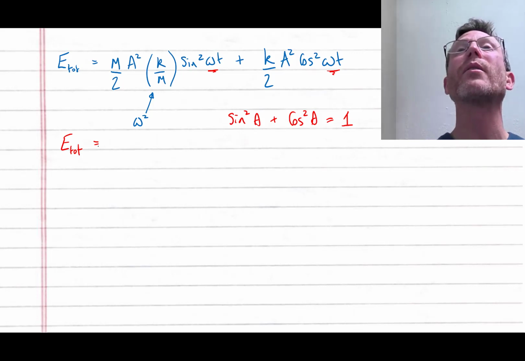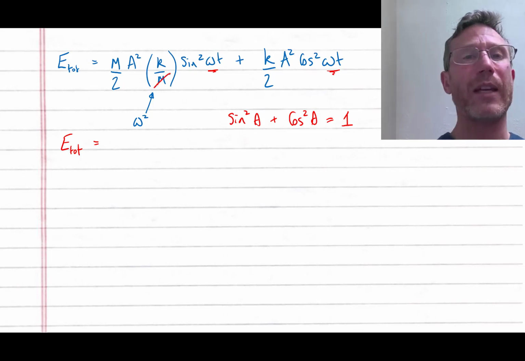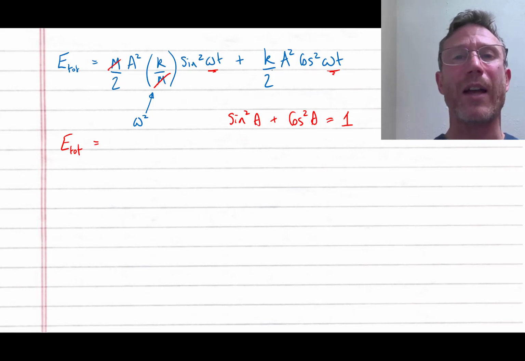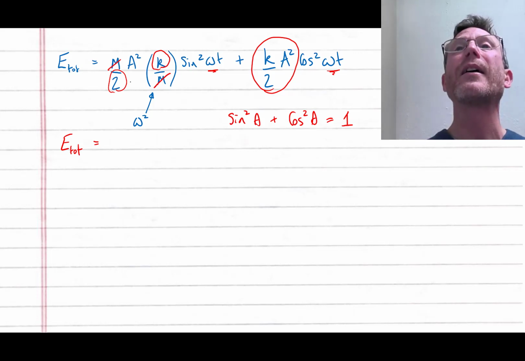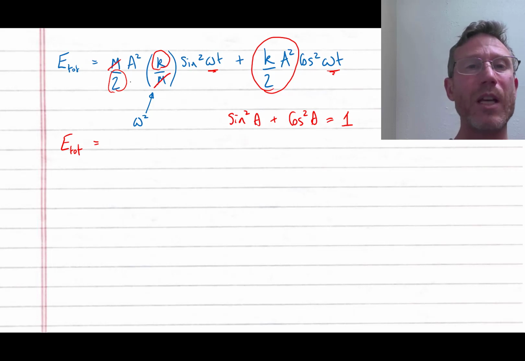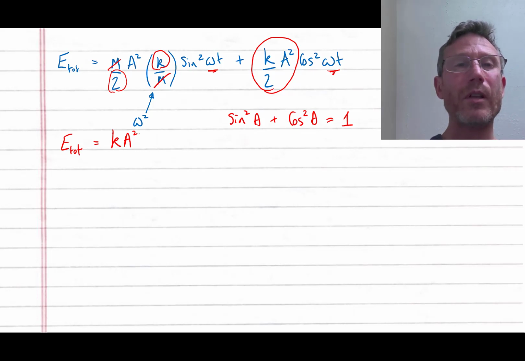By the way, over here we can cancel the m's. So we're going to end up with a k over 2 a squared in this term, and we've got a k over 2 a squared in this term. So what I calculate this to be is k a squared. So we've got k a squared over 2 plus k a squared over 2. It becomes k a squared.